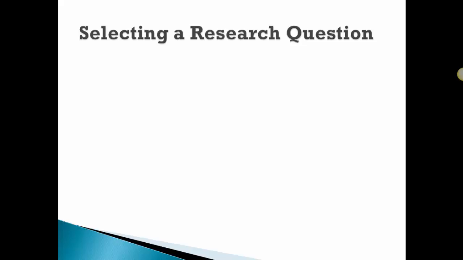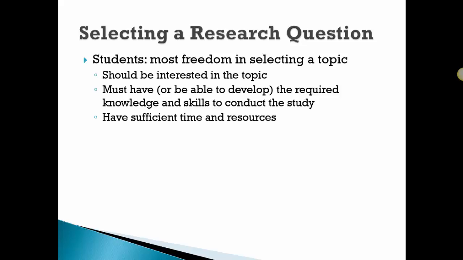The last section in this book talks about selecting a research question and looking at it from the perspective of students, analysts, and administrators. So students, you as a student in public policy, have the most freedom in selecting a topic. You're not going to make a programmatic decision based on a research problem that you do, probably, unless you're in an internship or co-op, but you should be interested in the topic. You must have or be able to develop the required knowledge and skills, and then have sufficient time and resources.